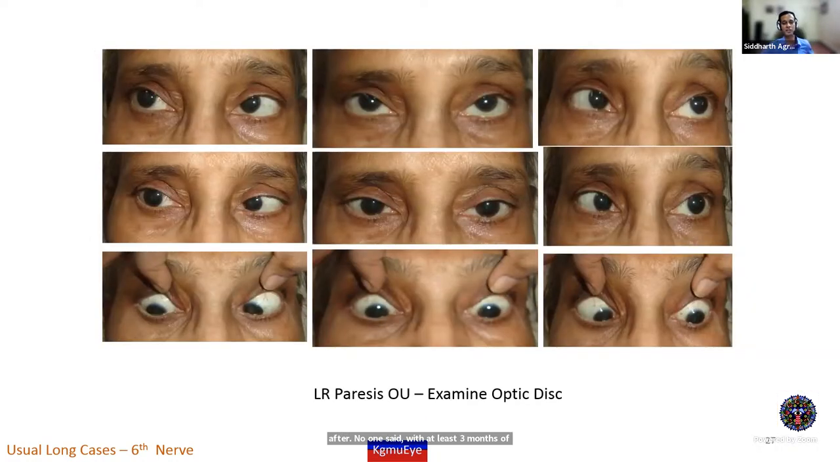Now, this slide here has been put up to re-emphasize the fact that this lady is having a bilateral sixth nerve palsy and you must remember to examine the optic discs. This lady was actually having a raised intracranial pressure, and the involvement of the sixth nerve was secondary to it.